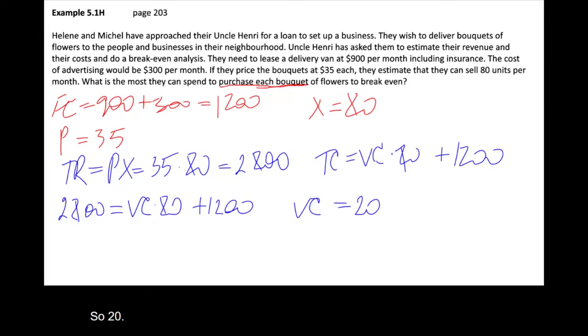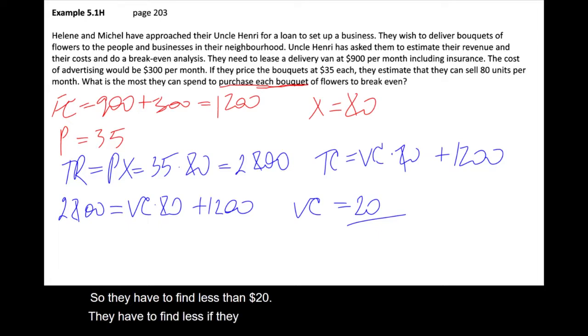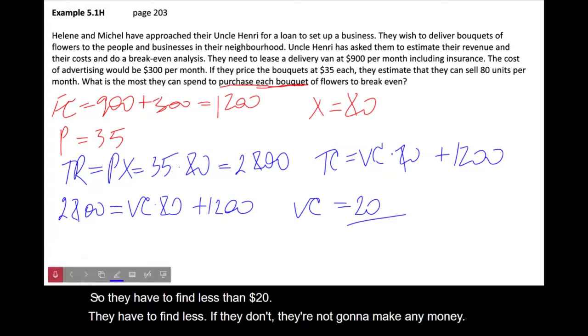So if they sell all 80 bouquets, that's $1,200 in revenue. Actually income, it's income. Not even that. I forgot the fixed cost. So they have to find less than $20. They have to find less. If they don't, they're not going to make any money. Okay. Any questions, people?